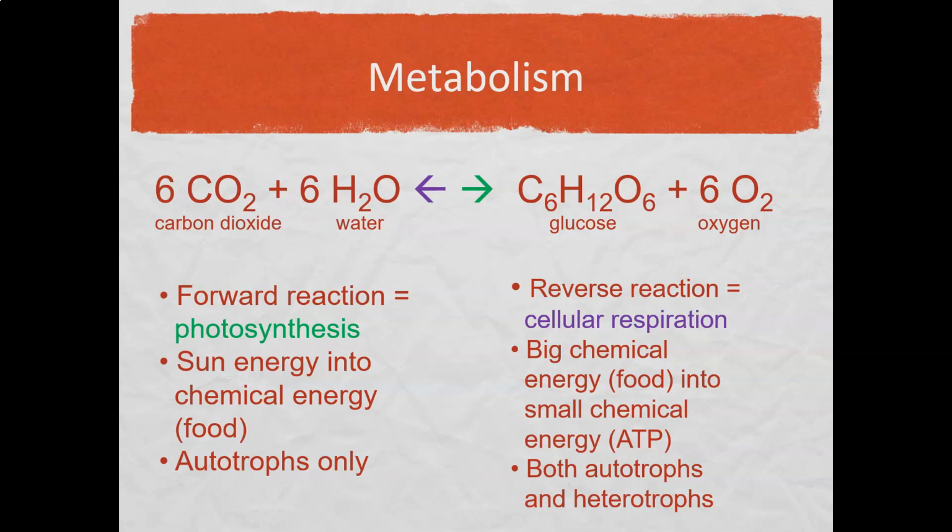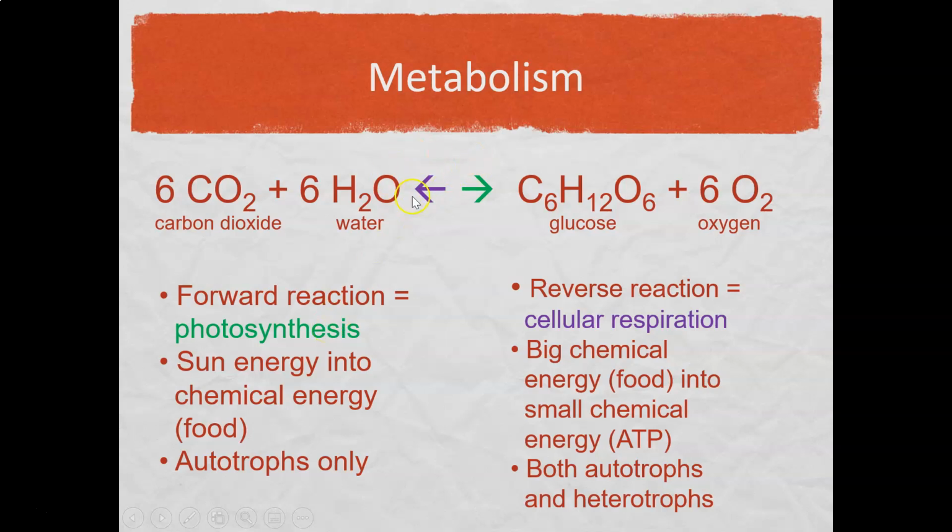When we look at the overarching chemical reactions for photosynthesis and cellular respiration, there's an interesting thing that I hope you notice: they are essentially reverse processes of each other, at least when you look at the overarching chemical reactions. If I ignore this arrow for a second and just focus on the green one, I take 6 molecules of carbon dioxide plus 6 molecules of water and make a single molecule of glucose and 6 molecules of oxygen. That's photosynthesis.